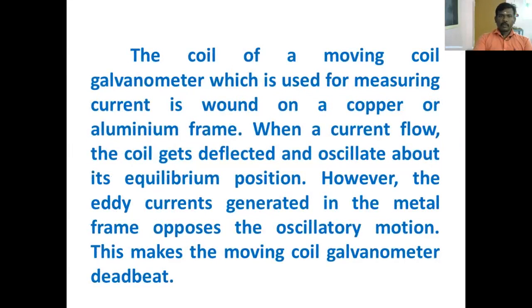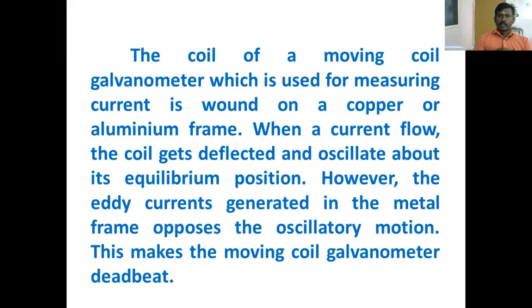The coil of the moving coil galvanometer, which is used for measuring current. When the current is flowing through the coil, it gets deflected and oscillates about its equilibrium position. Like the simple pendulum case, if you apply a force to the simple pendulum, the bob will oscillate with respect to the equilibrium position.